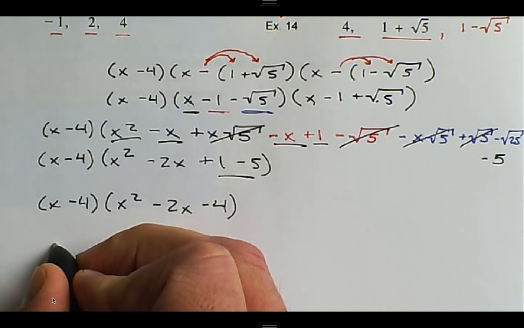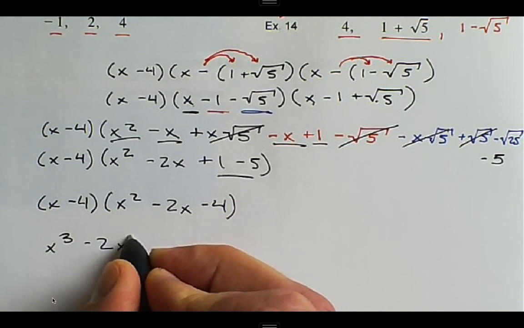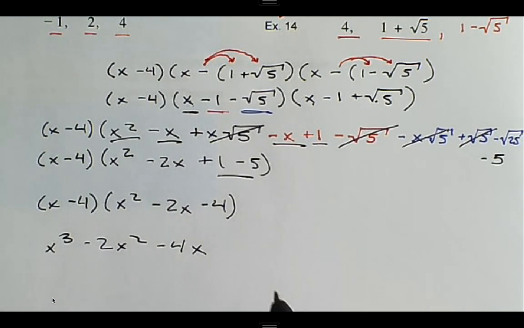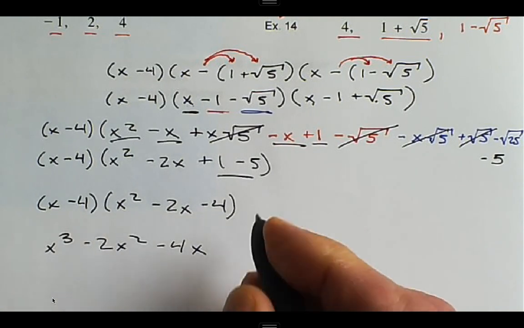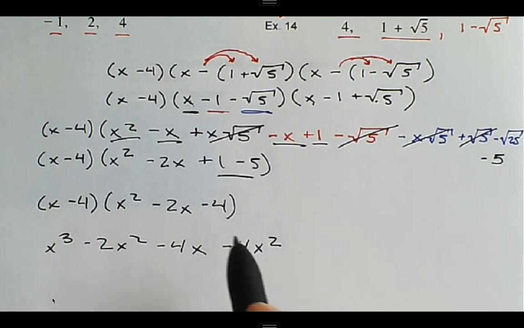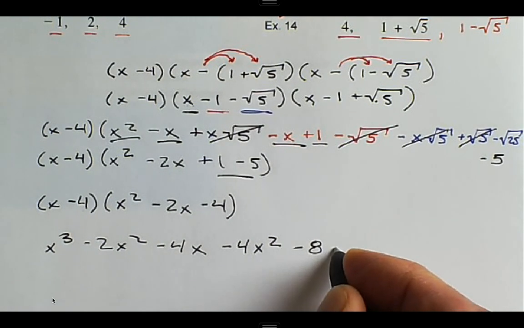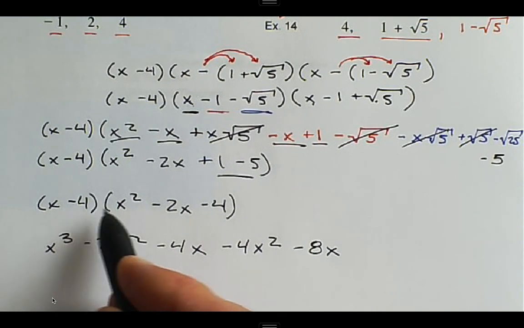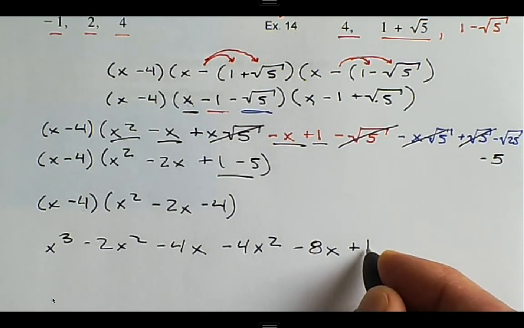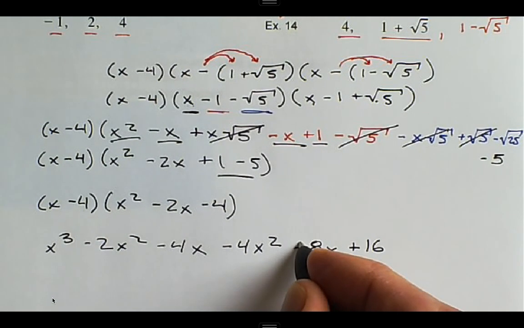X times x squared is x cubed. X times negative 2x is negative 2x squared. X times negative 4 is negative 4x. Negative 4 times x squared is negative 4x squared. Negative 4 times negative 2x is negative 8x. And negative 4 times negative 4 is positive 16. Oh, negative 4 times negative 2, this should be a positive 8x.